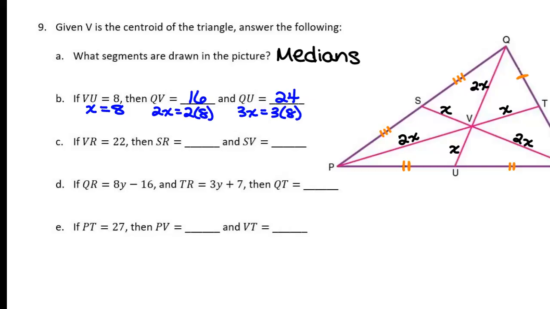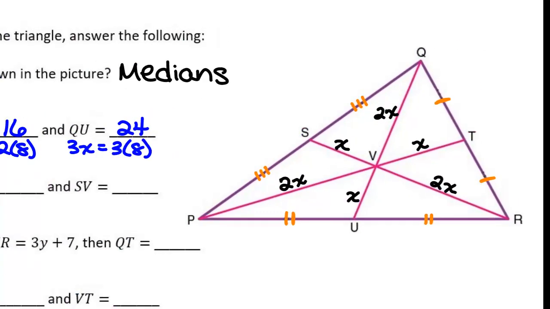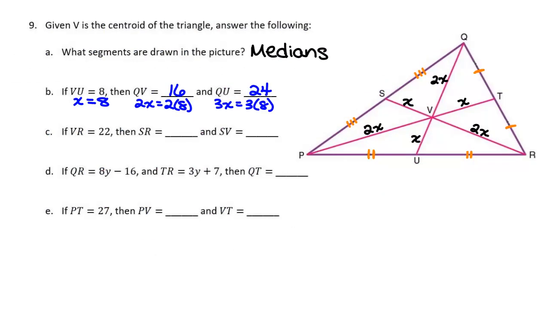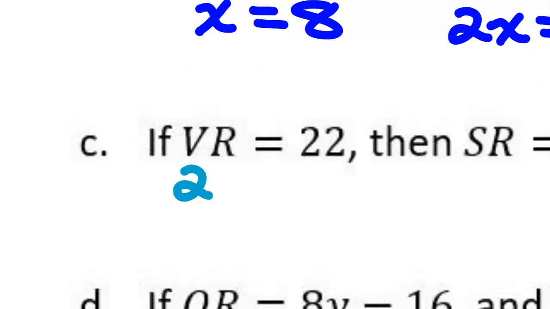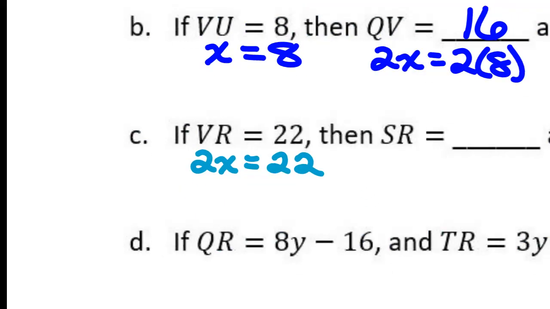All right, next one. VR is 22. Is VR X, 2X, or 3X? 2X for VR, because we go out to a vertex. If 2X is 22, then how big is X? 11. We would divide both sides by 2, and we would get that X is 11.